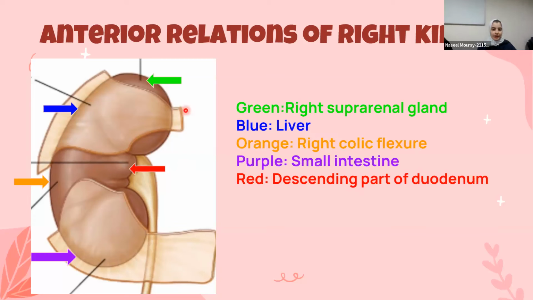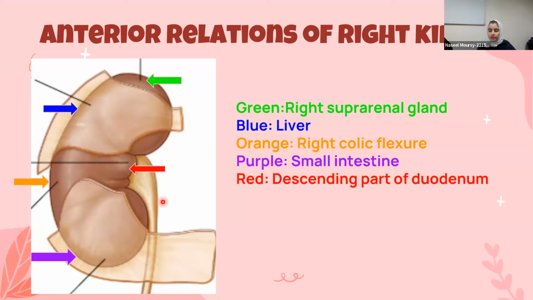Okay, so again, here we have the green is the right suprarenal gland or adrenal gland. Blue is liver. Okay, kind of looks like the liver. I don't know. You guys see it? Okay. And then you have the orange is the right colic flexure. So this is where the large intestine kind of takes a turn. Purple here is the small intestine. And finally, descending part of the duodenum. It kind of goes with the curve of the duodenum, if you guys see it.